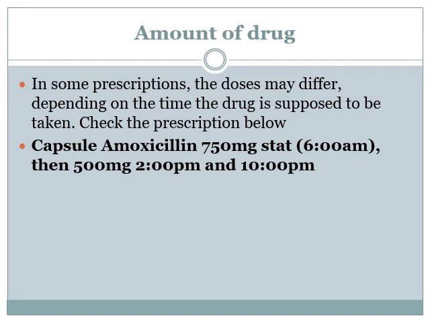In some prescriptions, the doses may differ depending on the time the drug is supposed to be taken. A drug like the capsule amoxicillin 750 milligram stat, which is an abbreviation, means give immediately, then 500 milligram at 2 o'clock p.m., and 500 milligram at 10 o'clock p.m. This prescription, capsule amoxicillin 750 milligram stat, then 500 milligram 2 o'clock and 10 o'clock, actually means give amoxicillin 750 milligram immediately. Then when it's 2 o'clock, give 500 milligram, and when it's 10 o'clock, give another 500 milligram.